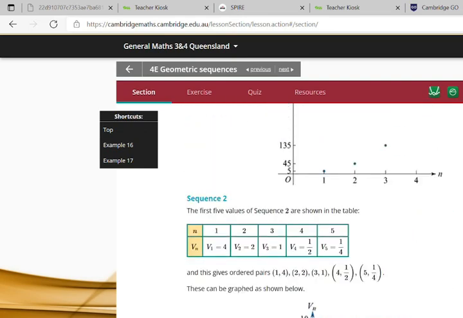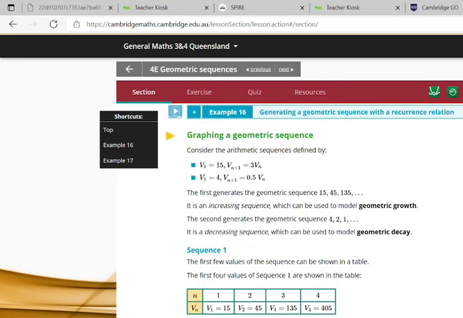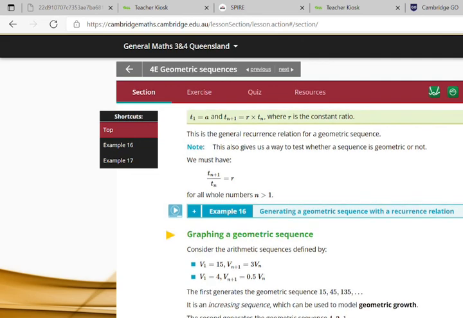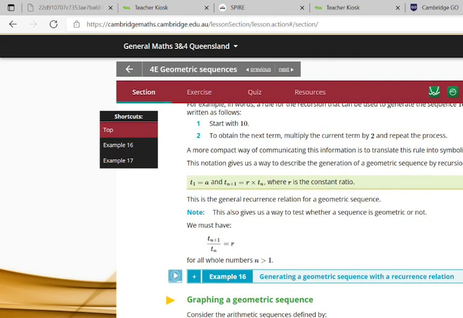Okay? So your two tasks in this section are to simply find the next number in the sequence, and you do that by simply multiplying the term number by whatever your R is. All right? And then, guys, you're going to have to graph some.